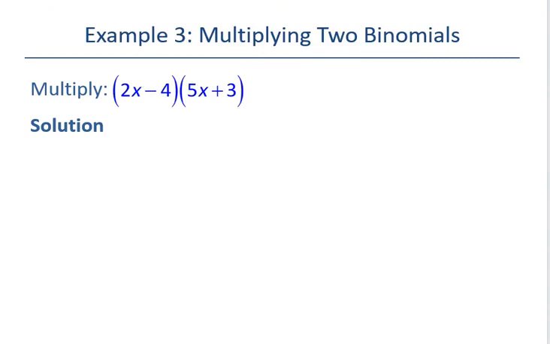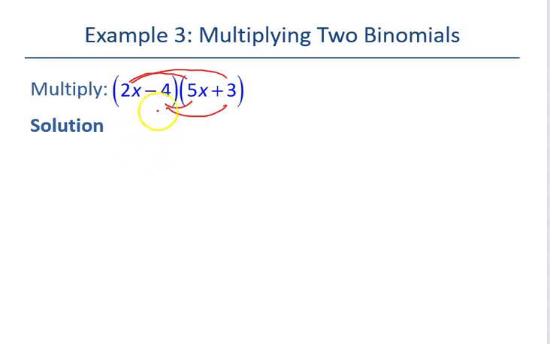Okay, let's do another problem here. I've got 2x minus 4 and then 5x plus 3. This we're going to do what they call the FOIL method. I'm going to multiply here to here, then here to here, here to here, and then here to here.